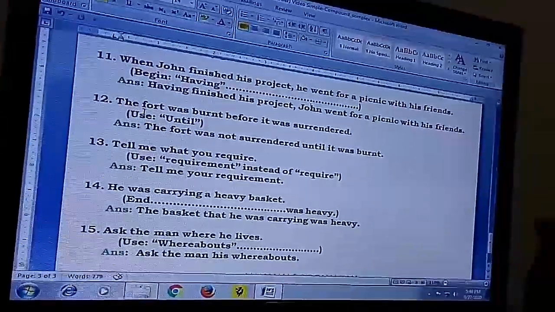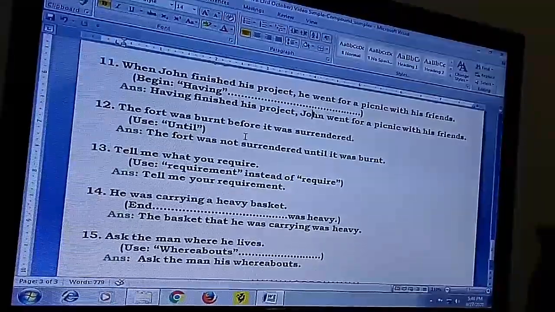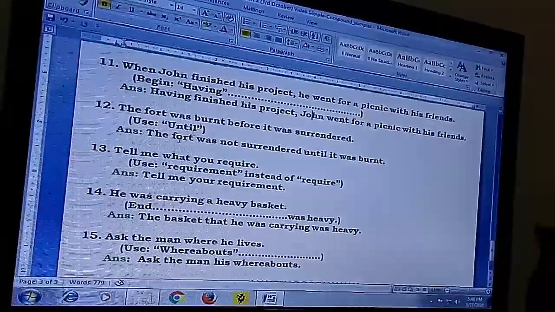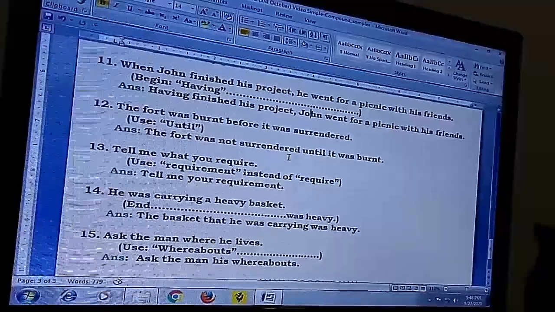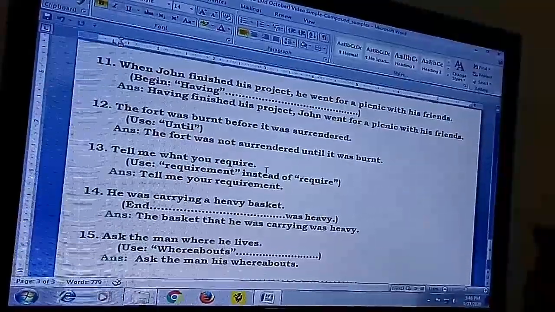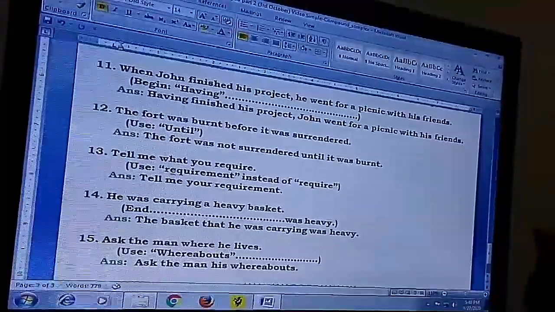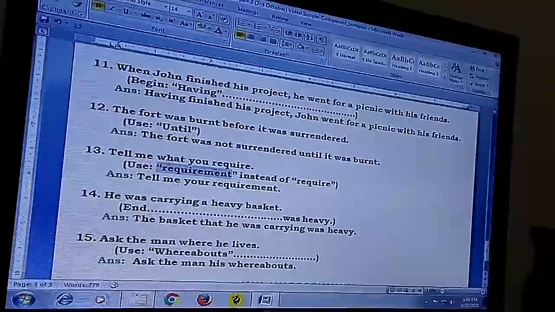12. The fort was burned before it was surrendered. Use until. The fort was not surrendered until it was burnt. Tell me what you require. Use requirement instead of require.